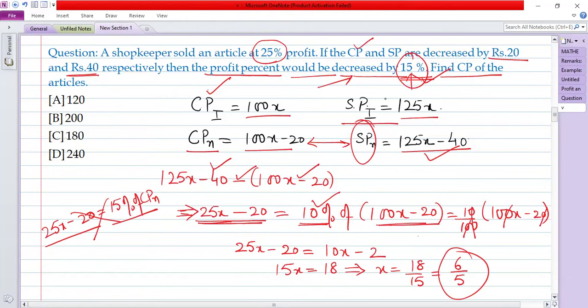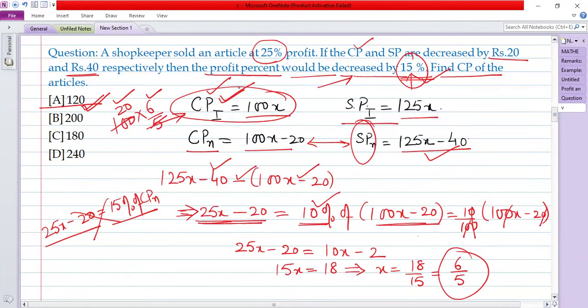Now find the CP, which means the initial cost price. So what will be the initial cost price? It will be nothing but 100 into 6 by 5. So 5 twenties are 100, 20 into 6, it will be 120 rupees. Actually, it should have been mentioned whether the initial cost price or the new cost price is asked. It is not mentioned, but whatever is asked, we can find that.